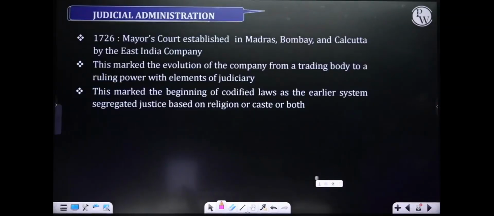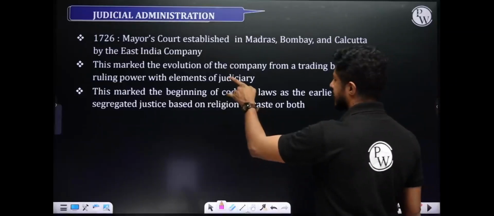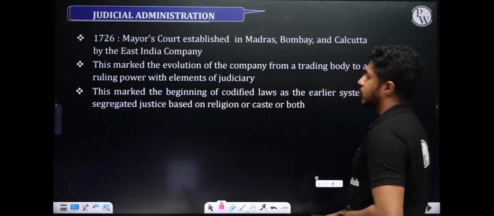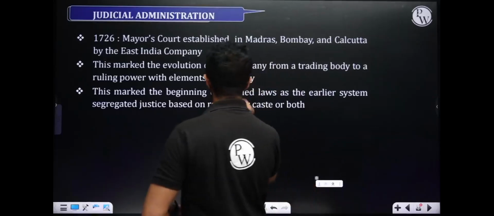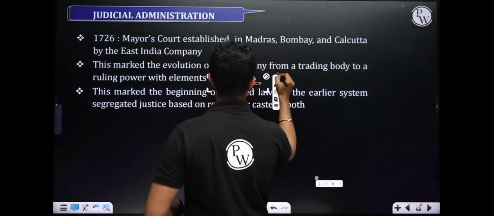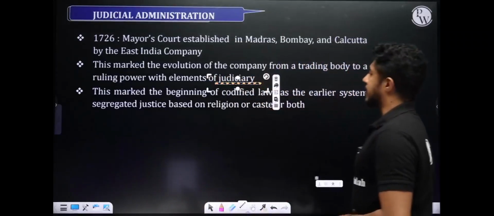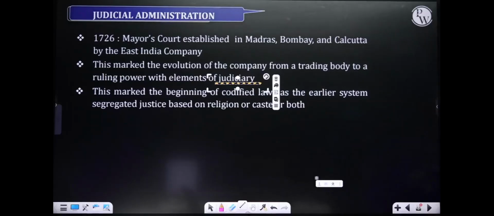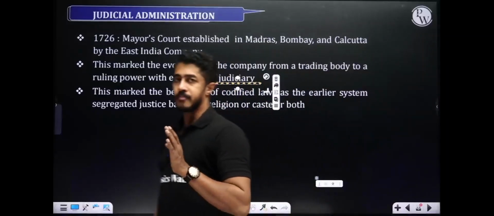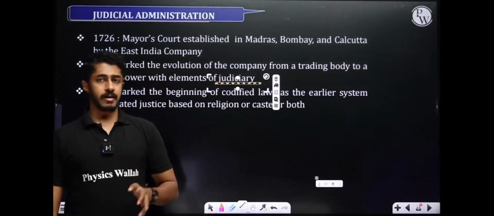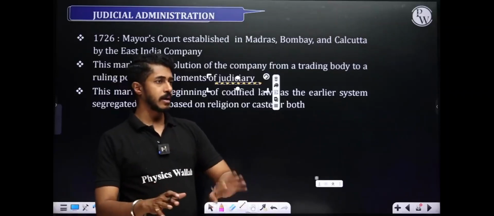Now, judicial administration. 1726, Mayor's Court established in Madras, Bombay, Calcutta by the East India Company. This marked the evolution of the company from a trading body to a ruling power with elements of judiciary. This marked the beginning of codified laws, as the earlier system segregated justice based on religion or caste or both. Earlier system was like that, right? Because earlier they had kept a separate court.